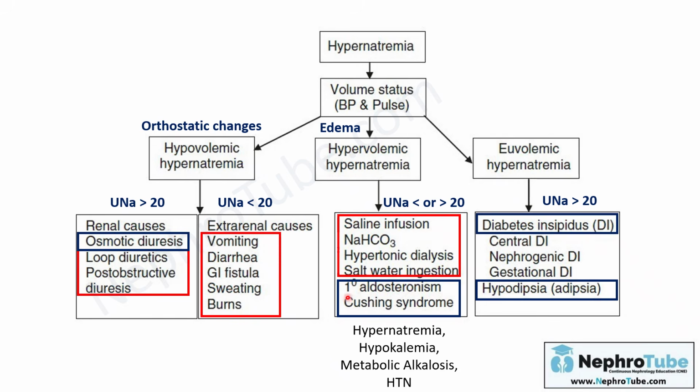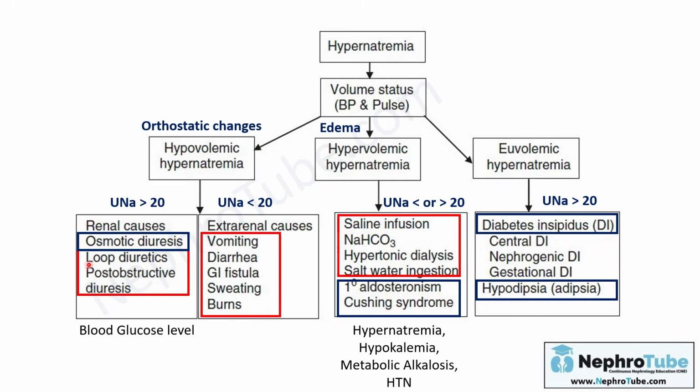In case of primary hyperaldosteronism and Cushing syndrome, you may find with hypernatremia, hypokalemia, metabolic alkalosis, and hypertension. It is not uncommon to find all the four criteria, but at least you will find three of them: hypernatremia, hypokalemia, metabolic alkalosis, and hypertension will take you toward the diagnosis of primary hyperaldosteronism or Cushing syndrome.